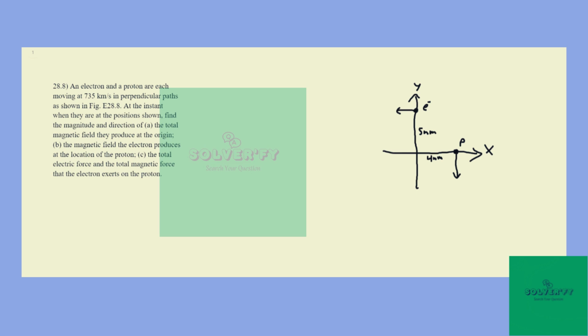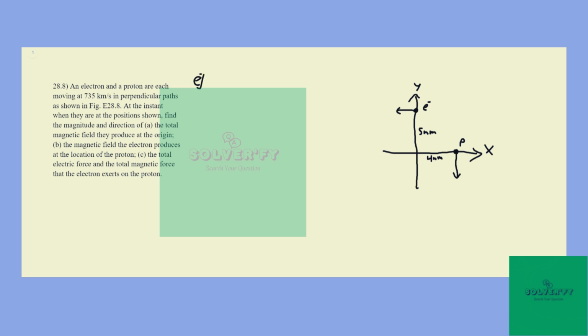Okay, so problem 28.8, we have an electron and proton that are each moving at a certain speed in perpendicular paths as shown. And at the instant that they are at these positions, we're supposed to find the magnitude and direction of the total magnetic field they produce at the origin to start. Okay, so first off, we're going to start off with the electron.